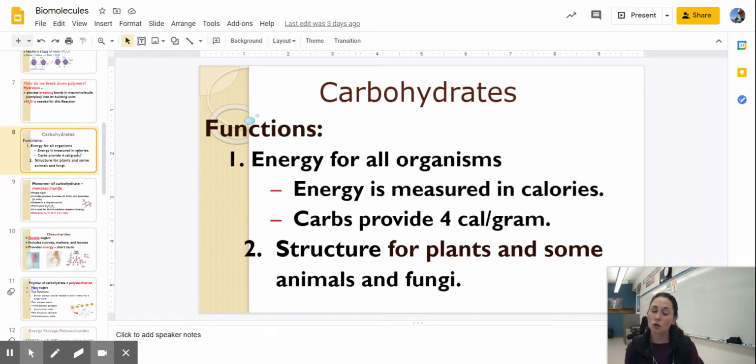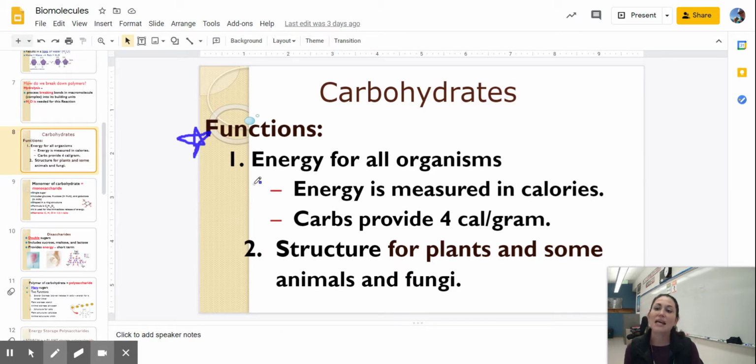Okay, we're going to talk about each group of macromolecules separately now. We're going to start with carbohydrates. Carbohydrates has the most information on it, so you may need to write kind of small in your boxes. But some things you need to know about carbohydrates. Number 1, you need to know what they do. This is really important, so put this in your notes and put a star next to it.